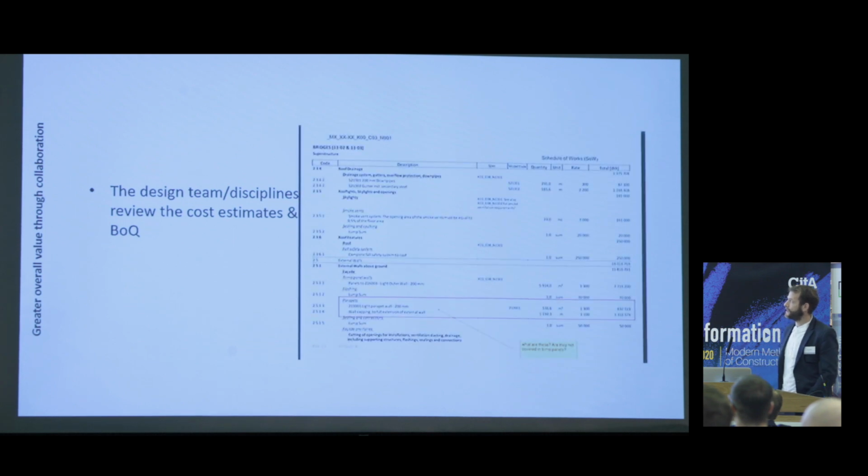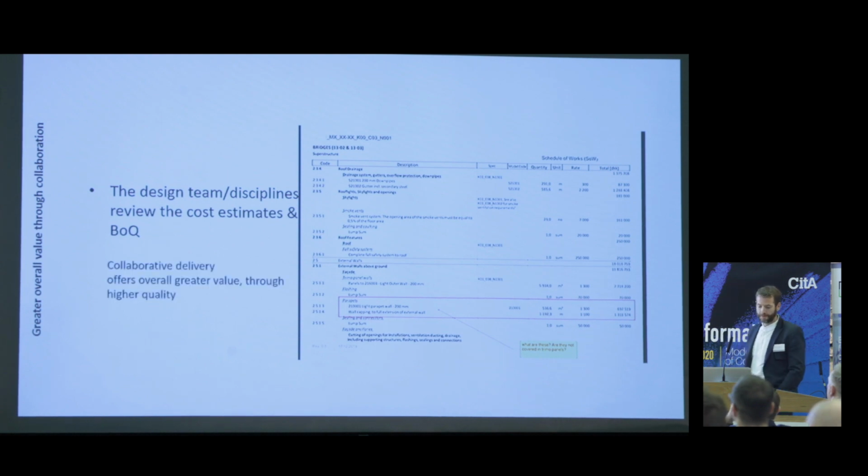Just an example of a cost estimate where we send it out to our discipline leads and project manager, they commented on it and send it back as a PDF version, and we update and track changes, track comments. So it's a transparent process that we have with the design team and disciplines in order for them to add quality and value into these documents and the process. Again, collaborative delivery offers overall greater value through higher quality.